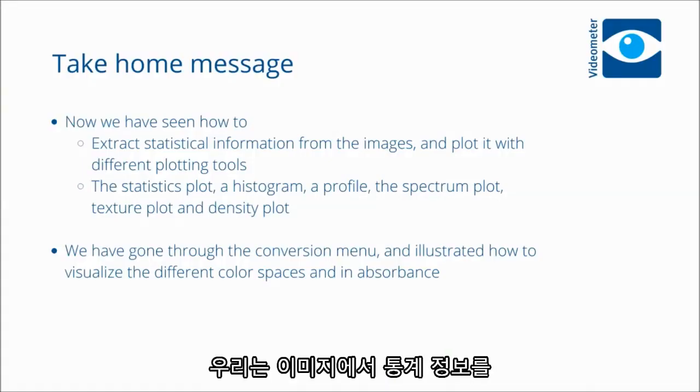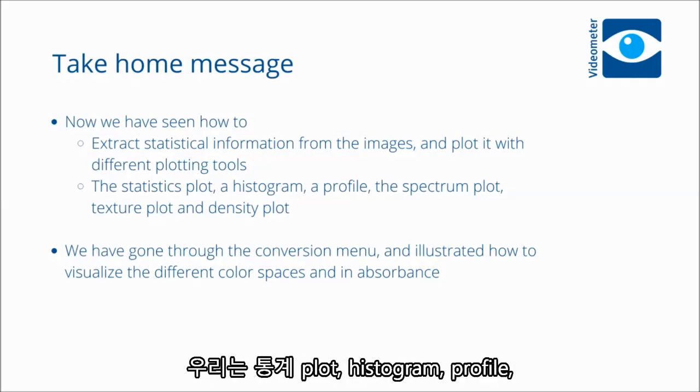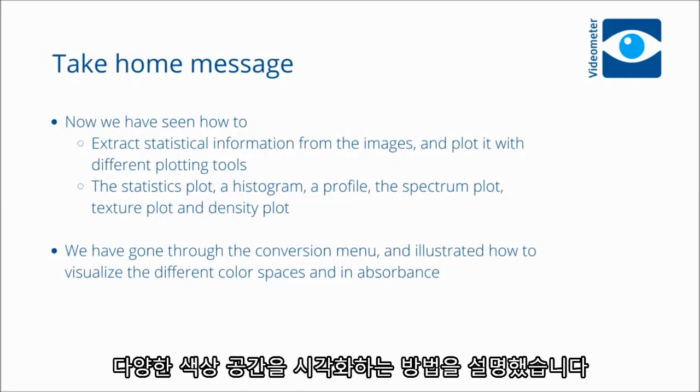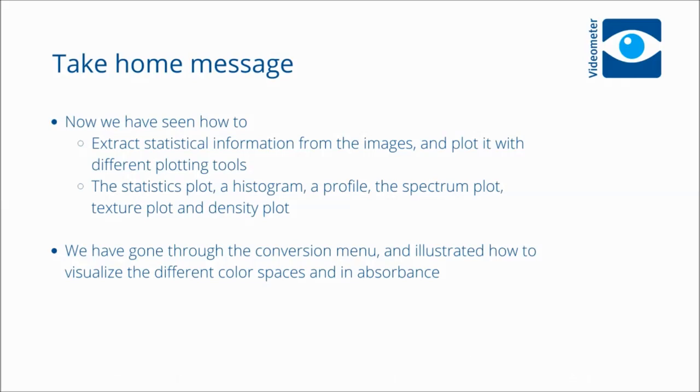Now we have seen how to extract statistical information from the images and plot it with different plotting tools. We have seen the statistics plot, a histogram, a profile, the spectrum plot, texture plot, and density plot. We have gone through the conversion menu and illustrated how to visualize different color spaces and illustrate images by absorbance.